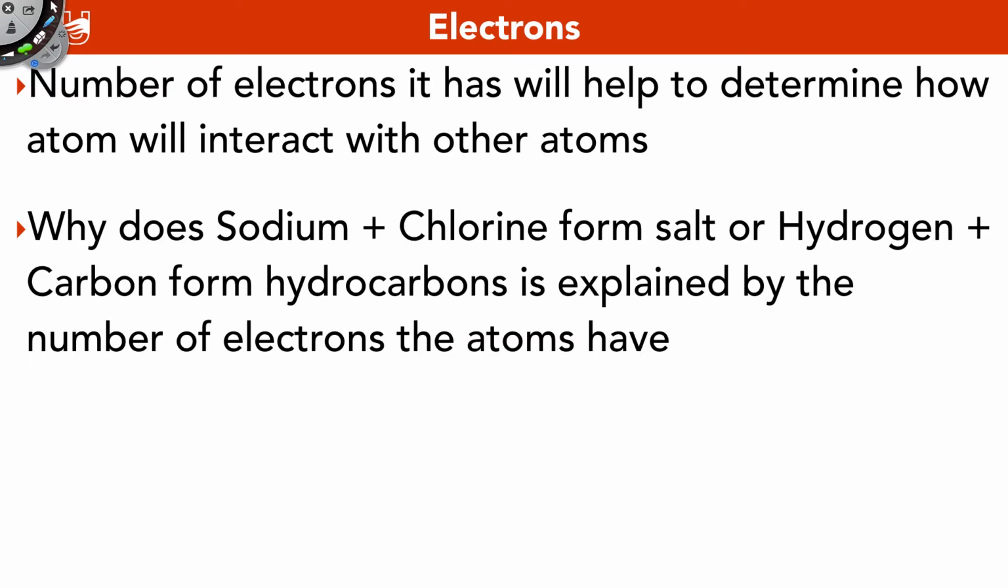This is very important for biology. The number of electrons an atom has helps determine how another atom interacts with it. Think about sodium and chlorine. Why does that form salt? Why do hydrogen and carbon form hydrocarbons, like lipids or carbohydrates? All of these things are explained by the number of electrons these atoms have in their outer shells. So it's very important to know how these electrons move. Does an atom want to share that electron, give up an electron, or take on an electron?